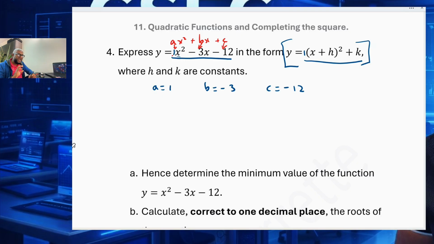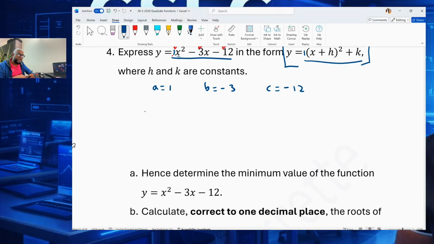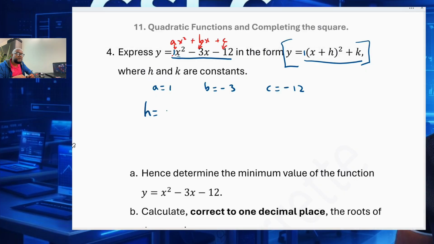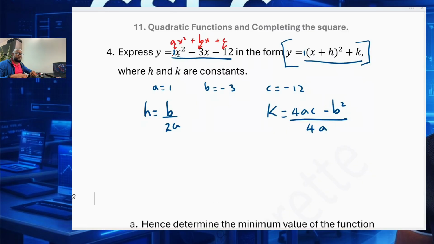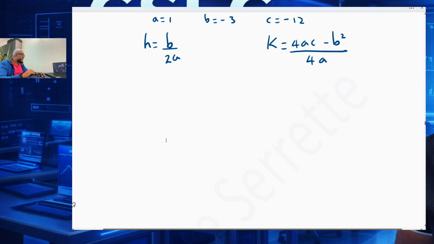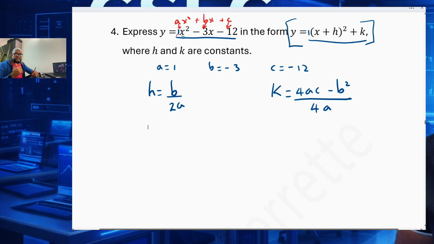I'm saying it again. Nobody should get any completing the square question wrong. H is equal to negative b over 2a, right? K is equal to 4ac minus b squared all over 4a. I tell all of you, if we cannot get over this hump, leave my class. I'm real serious. This is serious business now. So at this point in time, the question becomes a substitution question, right?